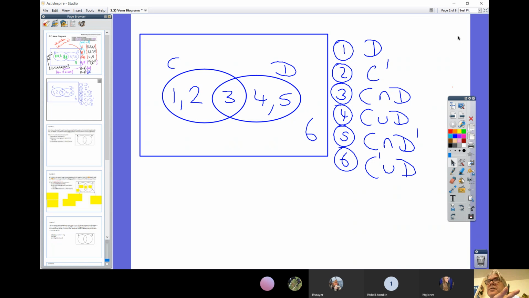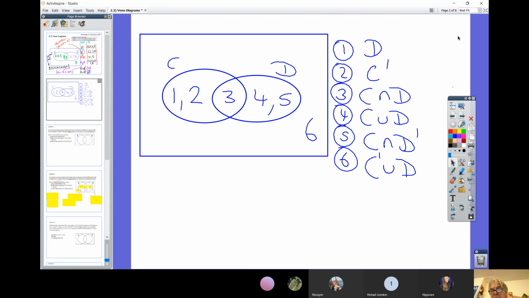Okay, so I'm not going to give you the answers yet. I'm just going to remind you what each of those means in English. So list all the things in D for number 1. List all the things that are not in C for number 2. Which ones are in C and D for number 3. Which ones are in C or D or both for number 4. Number 5, which ones are in C but also not in D. And then number 6 is the hardest one.